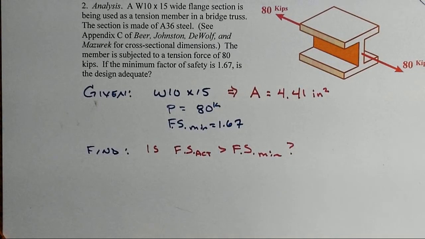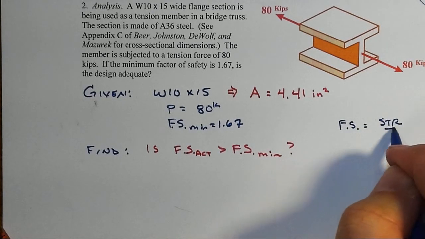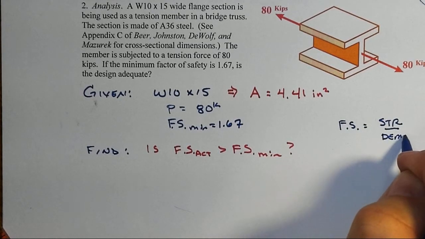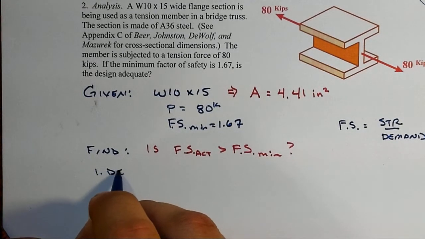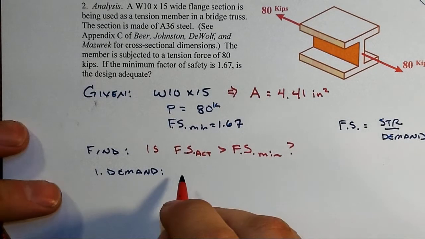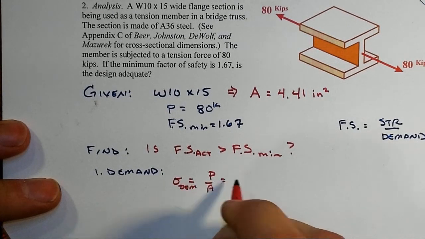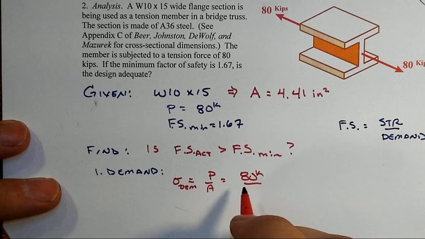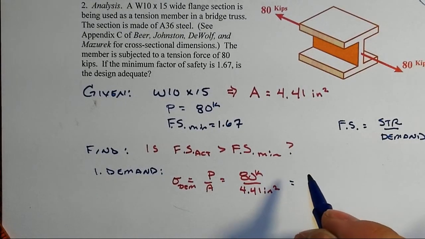Let's think about this. All right. So if the factor of safety, what is factor of safety again? Factor of safety is our strength divided by our demand. Okay. So here we can calculate what the demand is pretty easily. That's going to be our axial stress, which equals P over A. That's 80 kips over 4.41 square inches. And that's then going to be equal to less than 20 KSI.